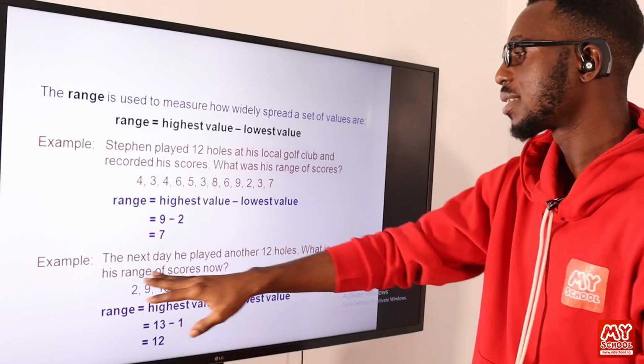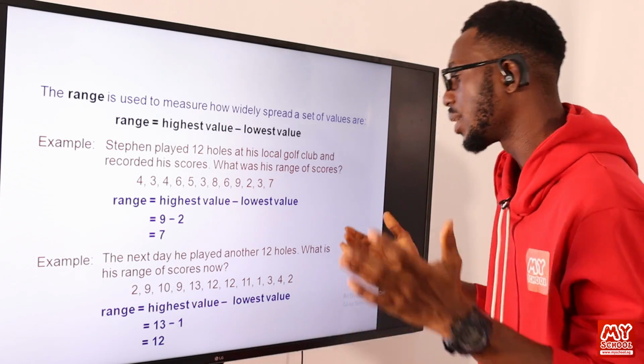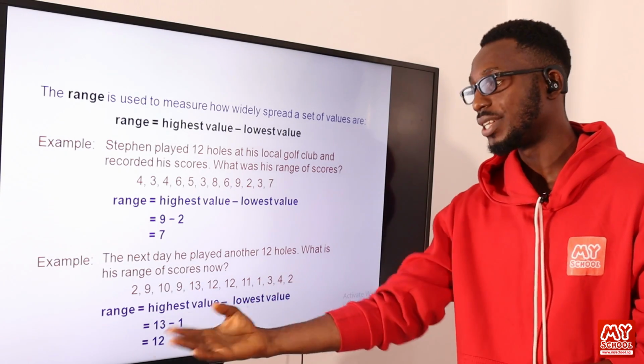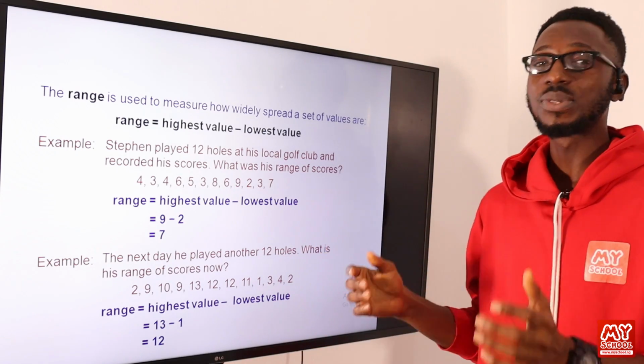The same thing here. The next day he played another 12 holes. What is the range of scores now? What is the highest value? That is 13, we have it here, and the smallest is 1, so you can see the range is actually 12. We see that now. So that is being informed. Let's move on to the next slide.